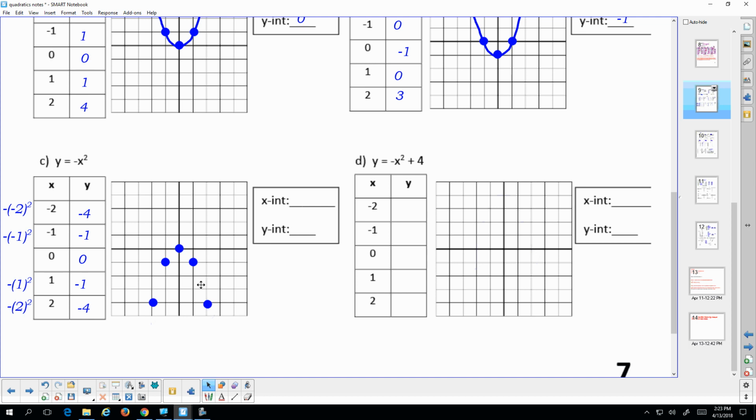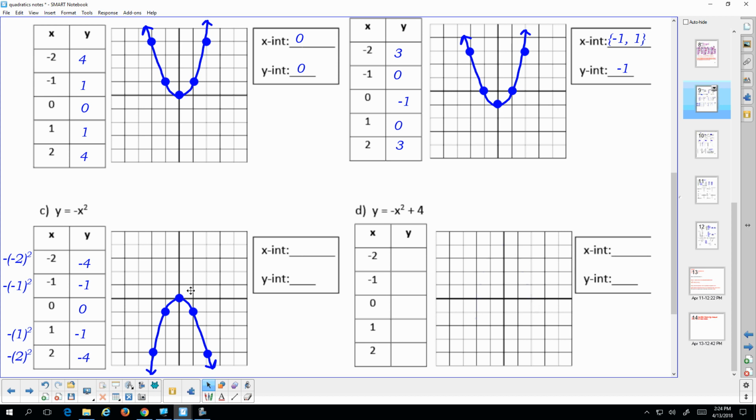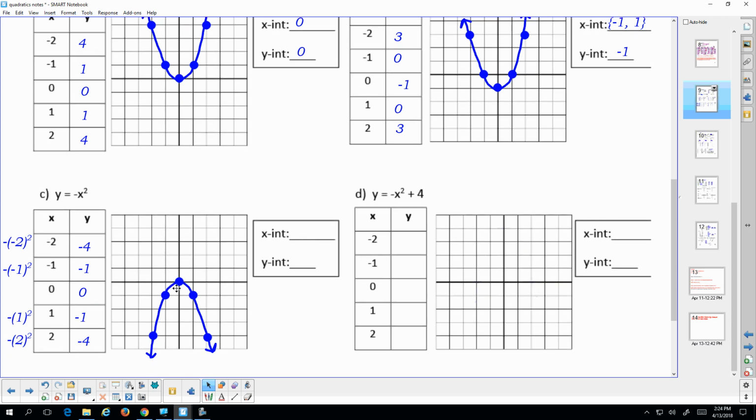Now I have that U shape, but it's upside down. And it looks a lot like the one up here, my x-intercept, where it doesn't cross the x-axis, but it comes up and touches the x-axis. That's right there in the middle at 0. And then the y-intercept, where it crosses the y-axis, is 0.